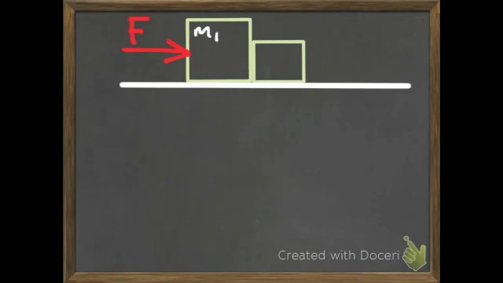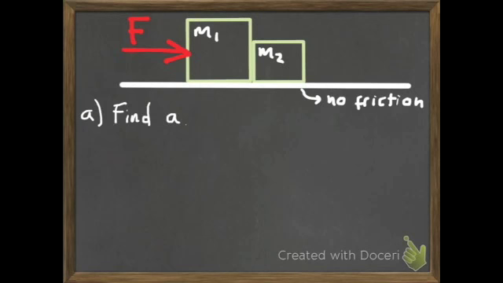Alright, welcome back. Let's study a situation where we have two blocks, M1 and M2, M1 bigger than M2, and there is a force applied to M1, directly applied to M1. The two blocks are on a frictionless table. So the first question that we want to solve is, what is the acceleration of this system?